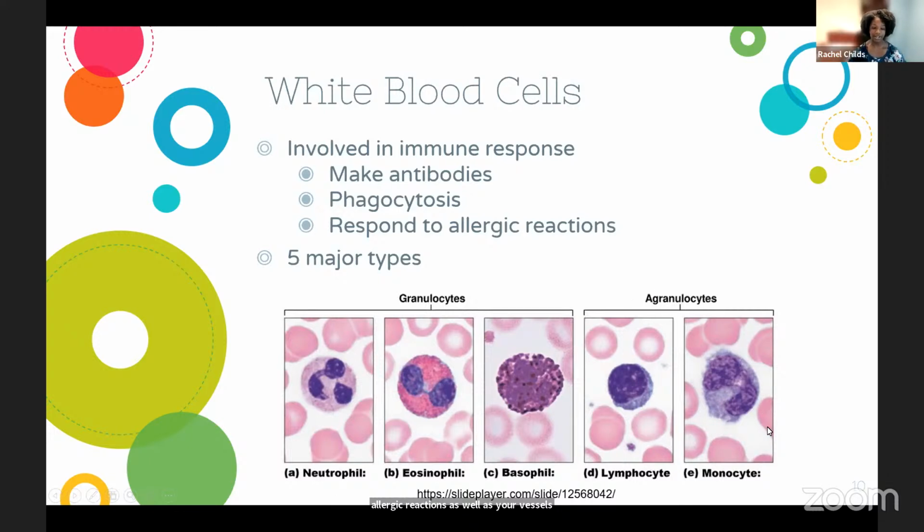In your agranulocyte category, your lymphocyte is going to be your second most commonly seen white blood cell in your blood. Your lymphocytes make the antibodies. And lastly, we have our monocytes, which is the third most common white blood cell that we see. These monocytes are also responsible for phagocytosis.